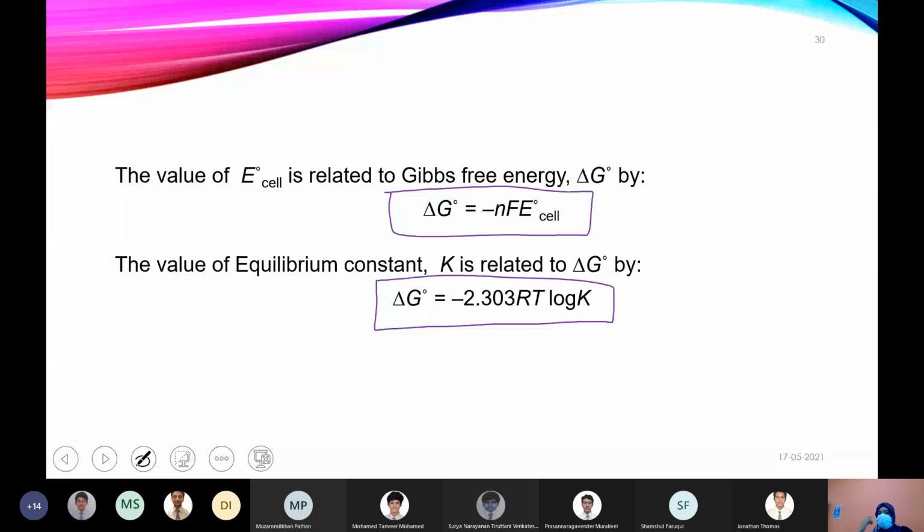Always for an E standard, either they write 0 or they write this sign. Both are standard. Okay. In non-standard condition, just write E. Electrode potential is E, and in non-standard condition cell potential is E cell. Delta G will be delta G in non-standard conditions. Delta G0 means standard condition. If you're taking non-standard conditions, it will be delta G only.